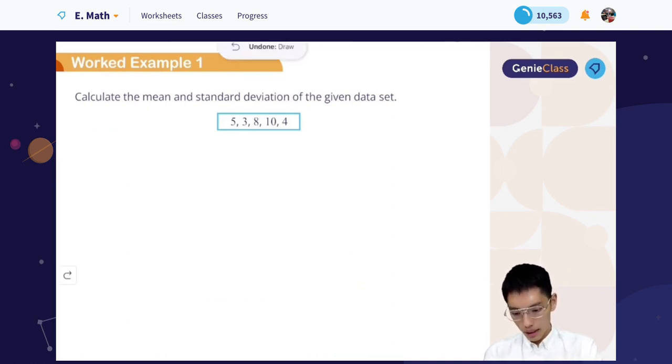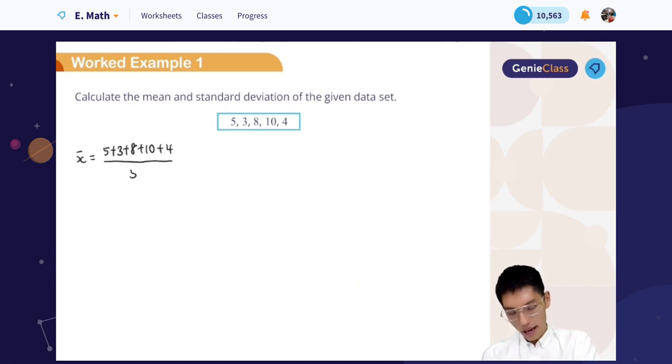First one, the mean. If we talk about the mean, again, it's just adding 5 plus 3 plus 8 plus 10 plus 4. Again, the number of data sets is 5. Summing them gives 30 over 5, which is going to give you 6. Not an issue. This is the recap.